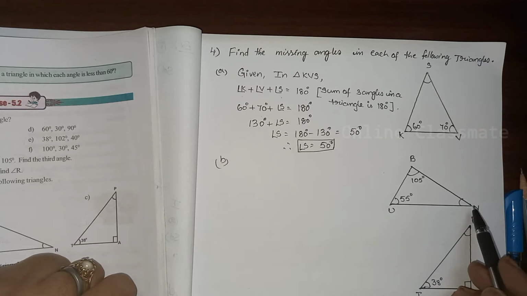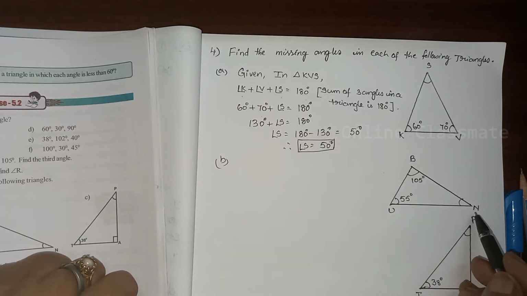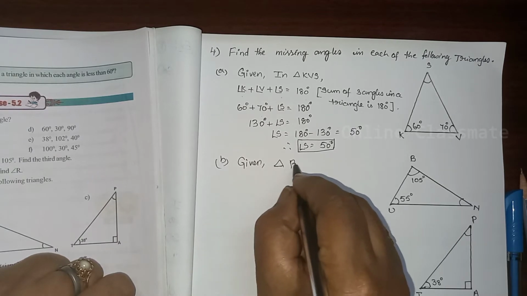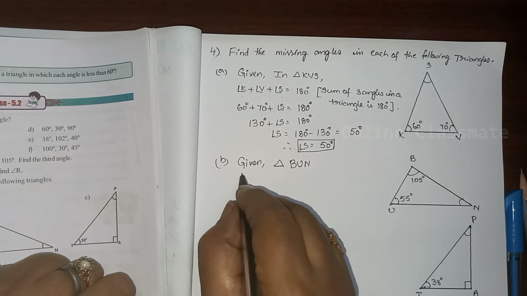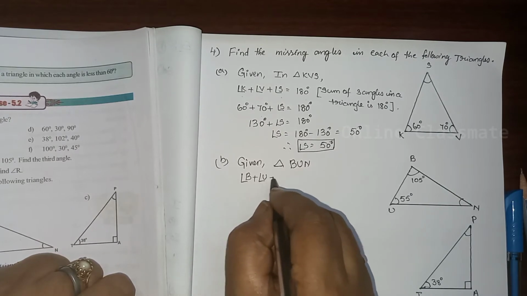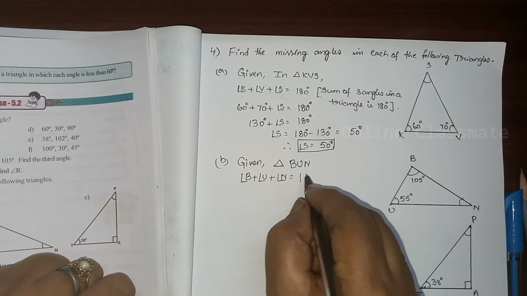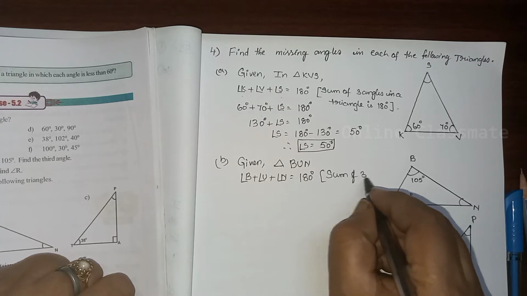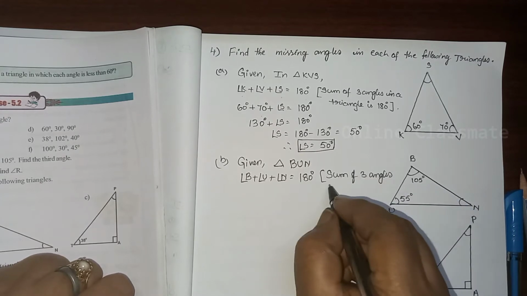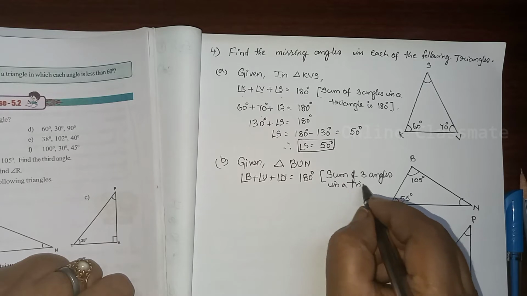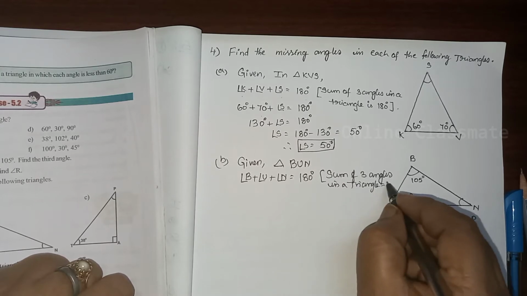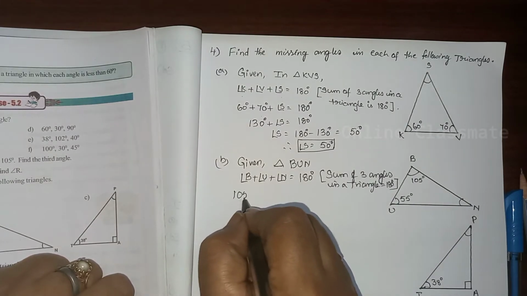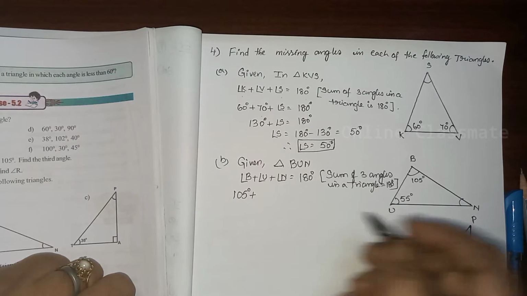Given triangle BUN. In triangle BUN, angle B plus angle U plus angle N is equal to 180 degrees. Sum of three angles in a triangle is 180 degrees. What is angle B? 105 degrees, plus U 55 degrees.